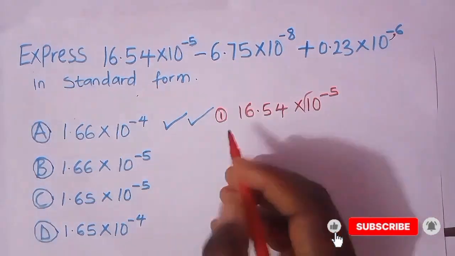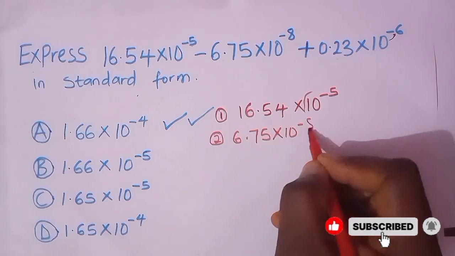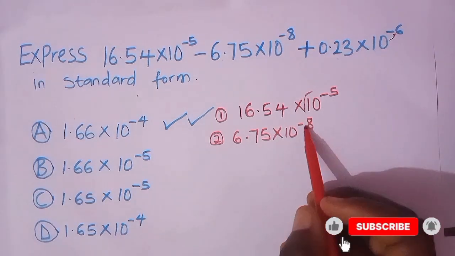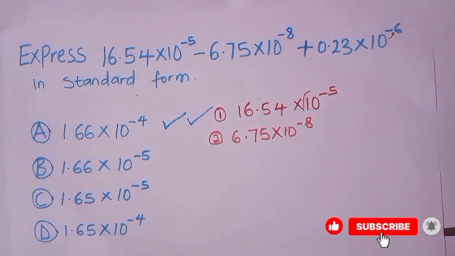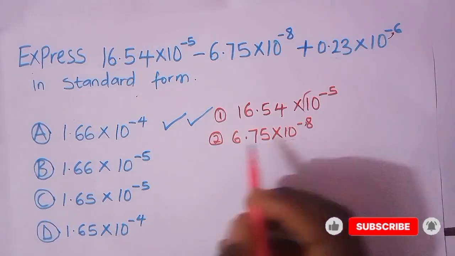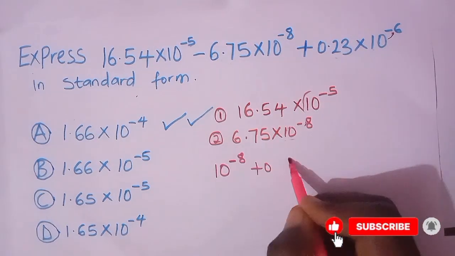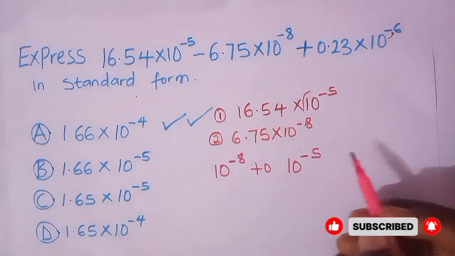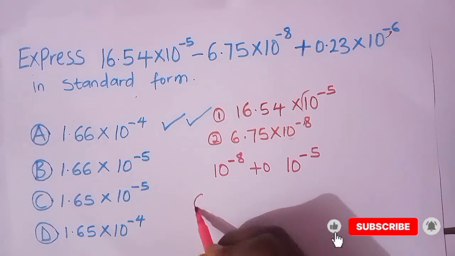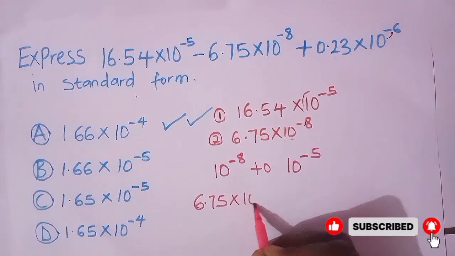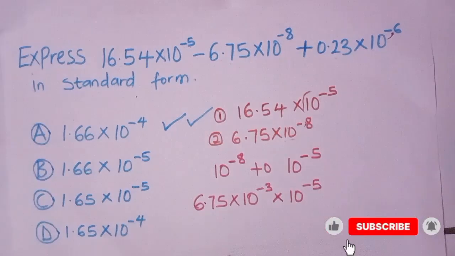Now let's pick the second one. The second one is 6.75 times 10 raised to power minus 8. Now we are to change the power to minus 5. So let's solve it. We are to change 10 raised to power minus 8 to 10 raised to power minus 5. That is what we are to change now. So from here we can say 6.75 times 10 raised to power minus 3 multiplied by 10 raised to power minus 5.